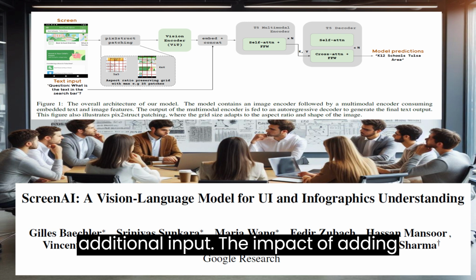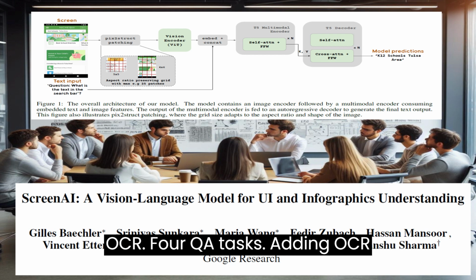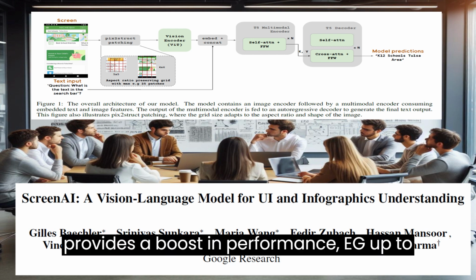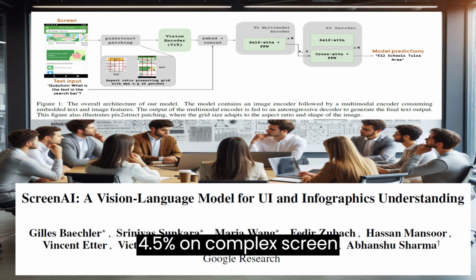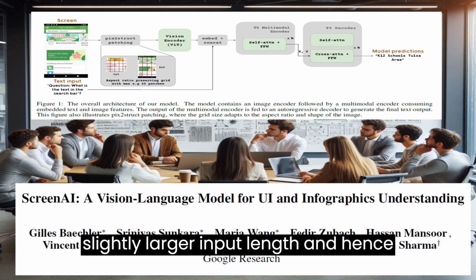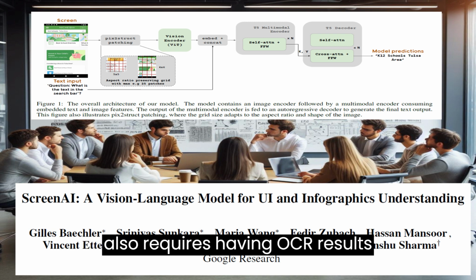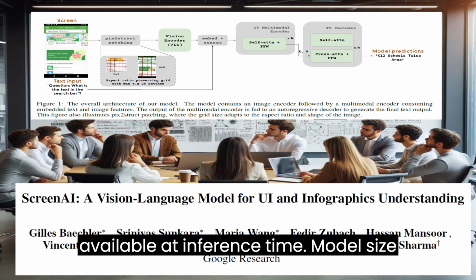Adding OCR as additional input. The impact of adding OCR to the model input is analyzed by conducting experiments with and without OCR. For QA tasks, adding OCR provides a boost in performance, e.g. up to 4.5% on Complex ScreenQA, MP-DocVQA, and InfoVQA. However, using OCR imposes a slightly larger input length and hence results in slower overall training. It also requires having OCR results available at inference time.